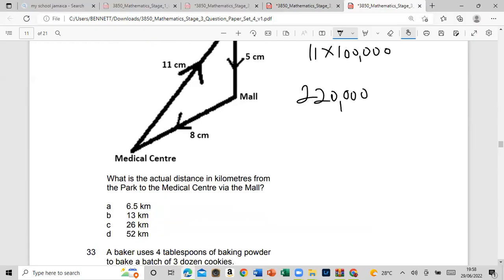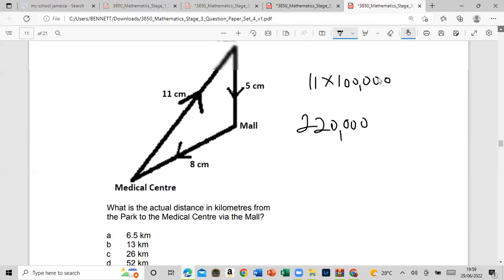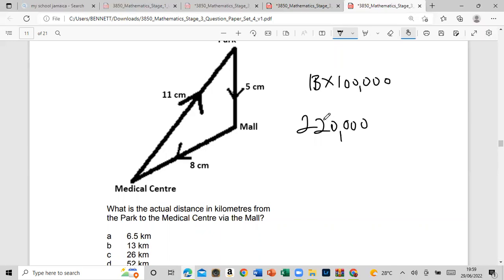We get that. Let's see now. From the park to the medical center via the mall. Sometimes I forget the question. So these are 26, right? When I double this, you get 26. So that means there are 26 kilometers.